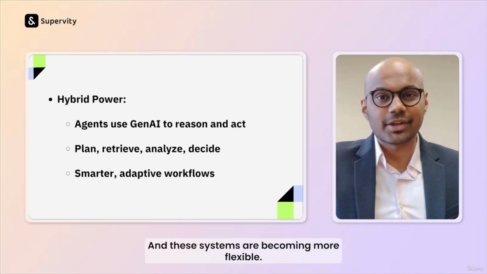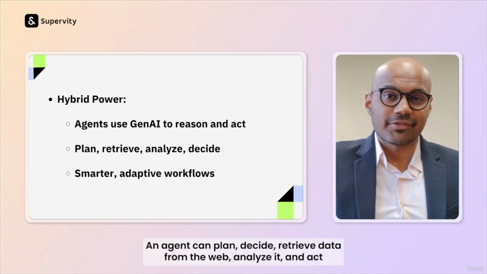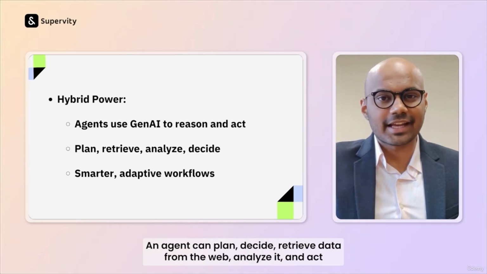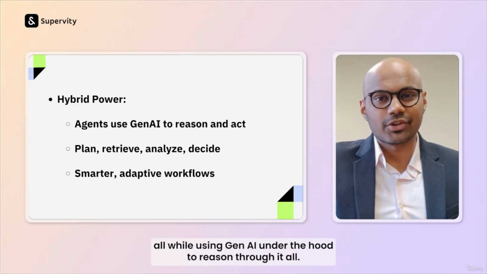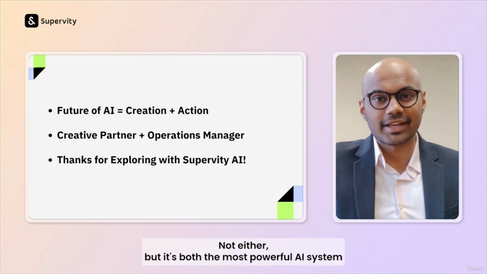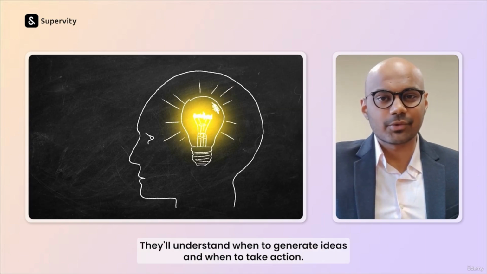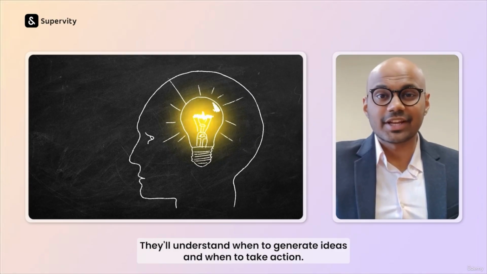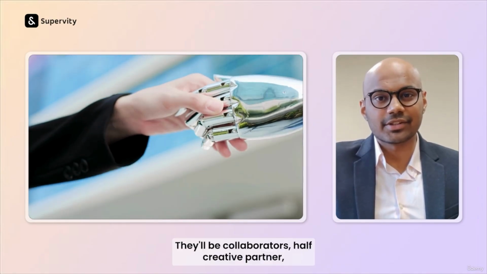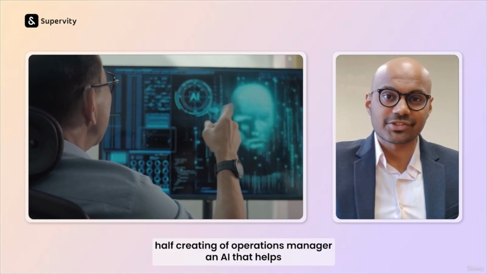And these systems are becoming more flexible. An agent can plan, decide, retrieve data from the web, analyze it, and act, all while using GenAI under the hood to reason through it all. So, what's the future? Not either, but both. The most powerful AI systems won't just generate answers. They'll understand when to generate ideas and when to take action. They'll be collaborators, half creative partner, half operations manager.